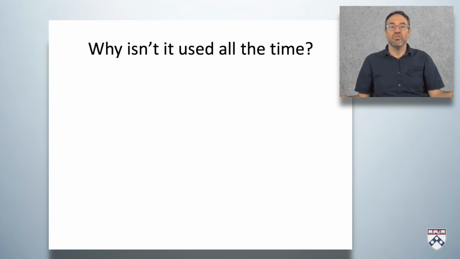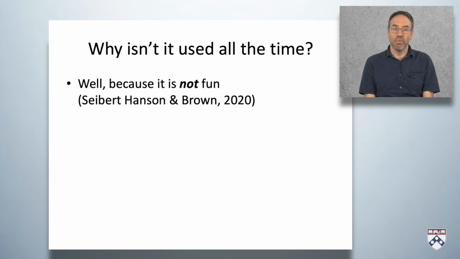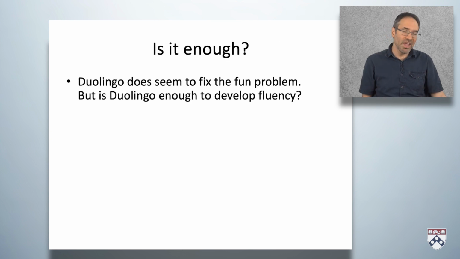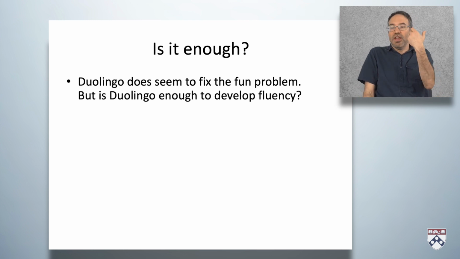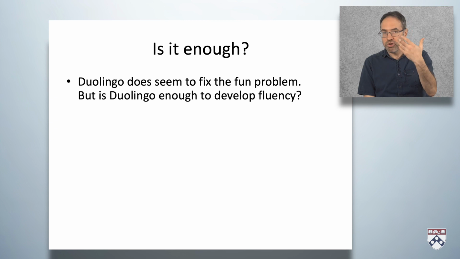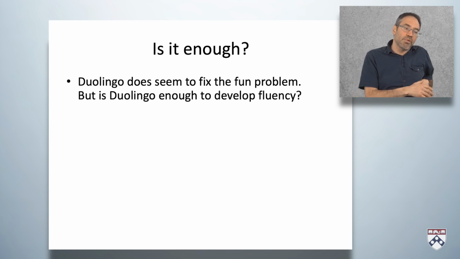So why isn't it used all the time? Why do most adaptive learning systems not use memory optimization? We know it works. Well, for one thing, it's because it is emphatically not fun. Siebert, Hansen, and Brown talked about how non-fun memory optimization and spiraling review is. Now, Duolingo does seem to fix the fun problem, right? It's a gamified system. We'll talk about gamification later in the semester. Duolingo does seem to solve the fun problem, despite doing an activity that is inherently non-fun.